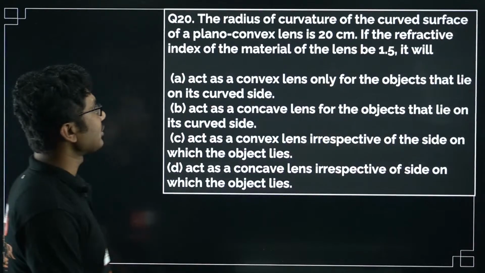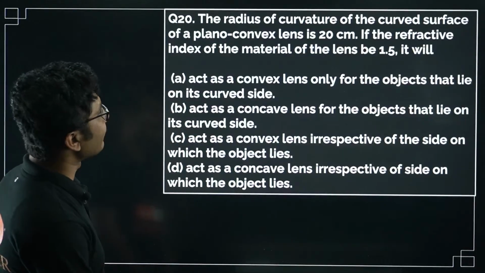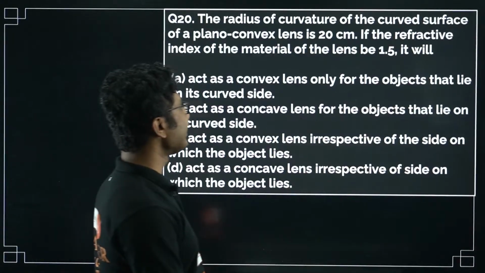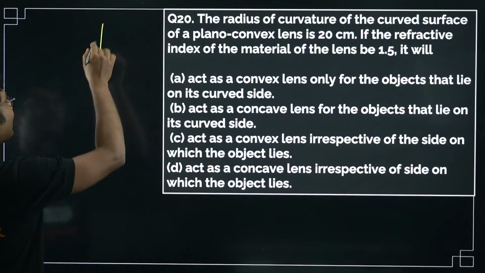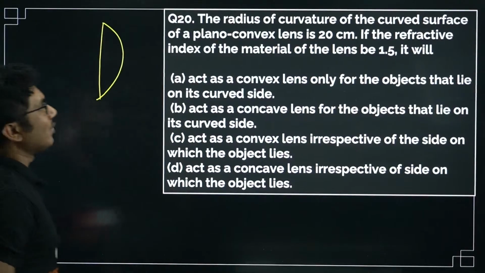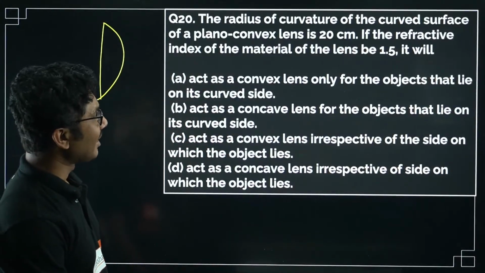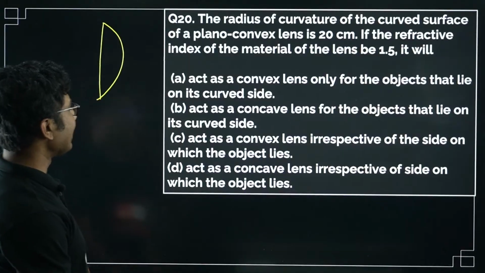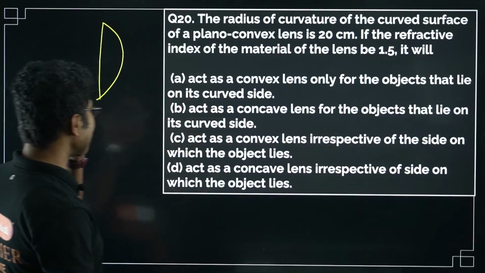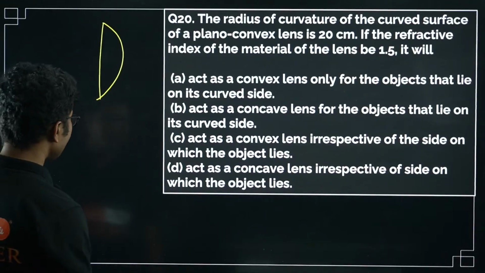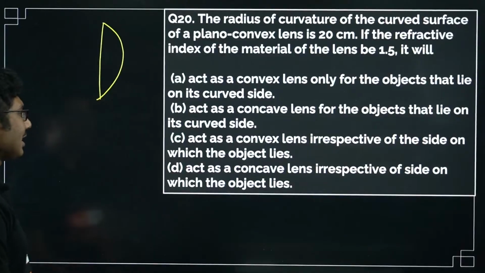Now, last question of the day. The radius of curvature of the curved surface of a plano-convex lens is 20 centimeter. Plano-convex lens means one side is plane, another side is convex. If the refractive index of the material of the lens is 1.5, it will act as a convex lens only for the objects that lie on its curved surface. Or, it acts as a concave lens for the objects that lie on the curved surface.